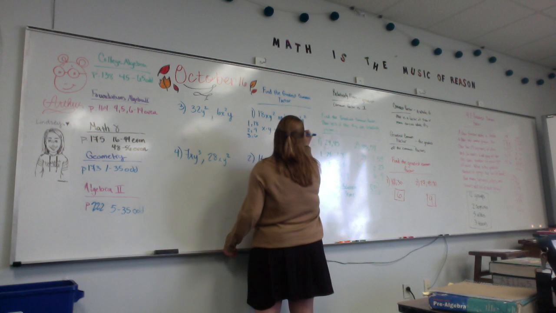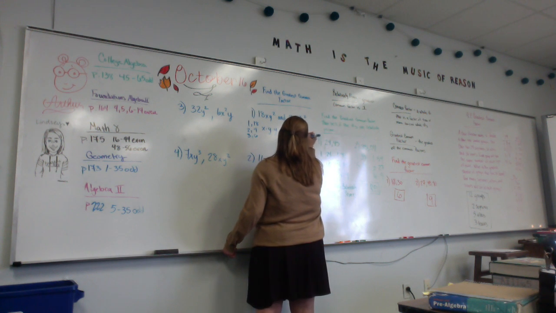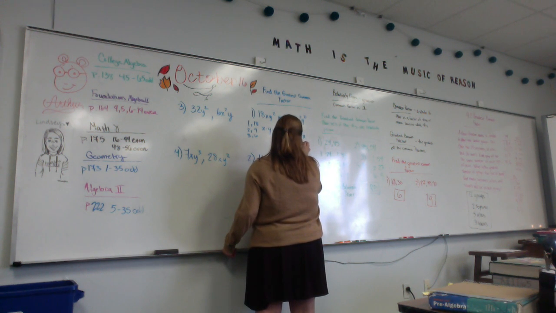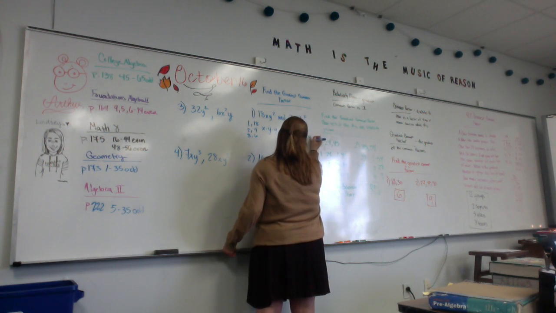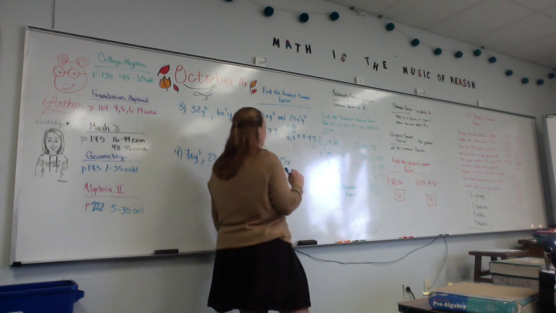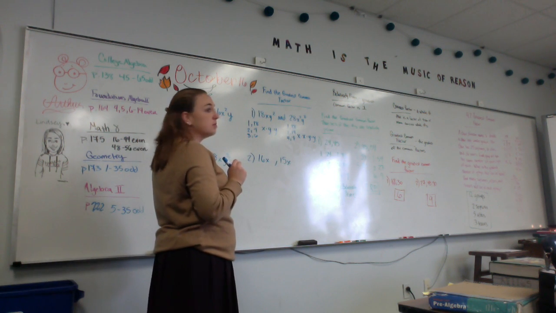Okay, and then I have 24, that's wrong. No, actually 3 and 8 is 24. And then I have that, right? X times y times y.